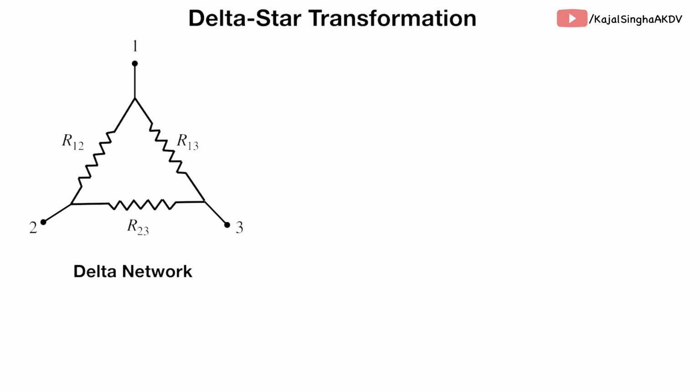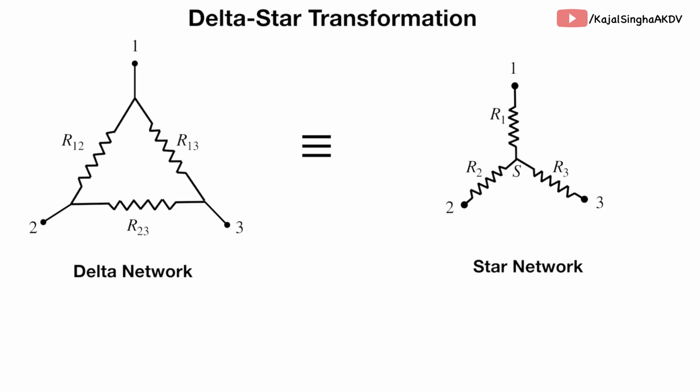In some situations, we need to change this type of delta network into an equivalent star network where three resistors R1, R2 and R3 are connected between points 1, 2, 3 and a common point S. And this type of network is called a star network since it looks like a star.